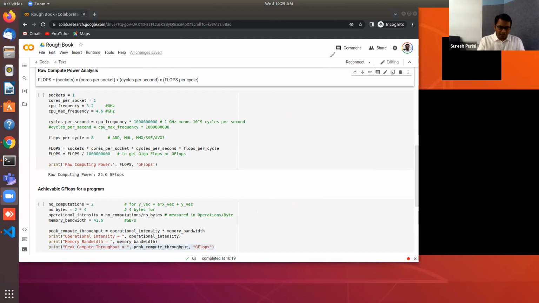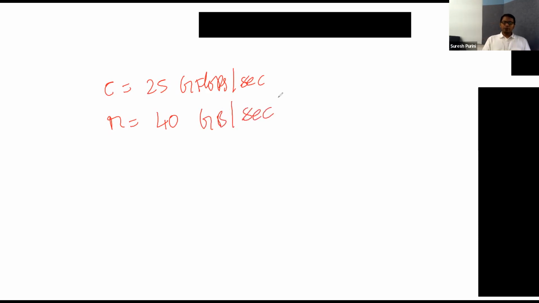Now, let me share. We would like to do one important baseline thing. Here we have the raw compute power, let's represent it as C. Let's say it is something like 25 gigaflops per second, and memory bandwidth is 40 gigabytes per second.